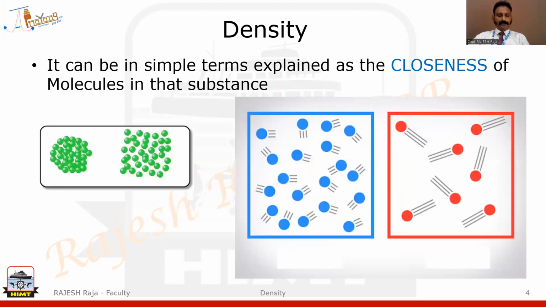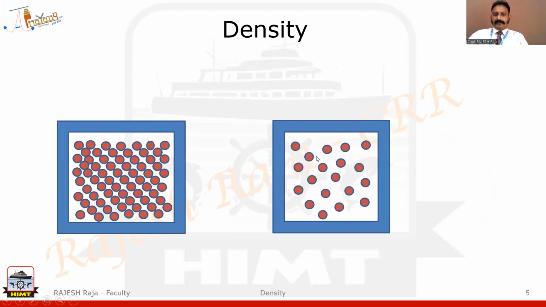Again, two more pictures I've shown you. On the left-hand side of this green picture, the molecules are placed very closely, and on the right side, the green picture shows the molecules placed a little bit apart. And it is the same way with the blue color and the red color. So I can very easily explain density in simple terms based on the closeness of molecules. The closer they are, you can call it more dense, and the more loosely packed they are, I can call it less dense.